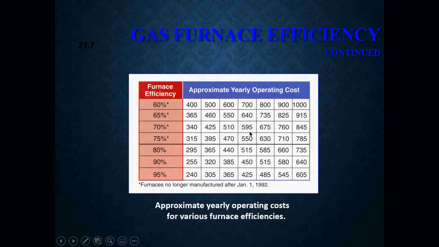and they're saying that it takes them probably about, we'll say, $500 a year to run that furnace. If we are able to upgrade that furnace to, say, a 92% efficient furnace, it's going to save them almost $100 a year in operating costs, simply due to the fact that the furnace is running at a much higher efficiency.